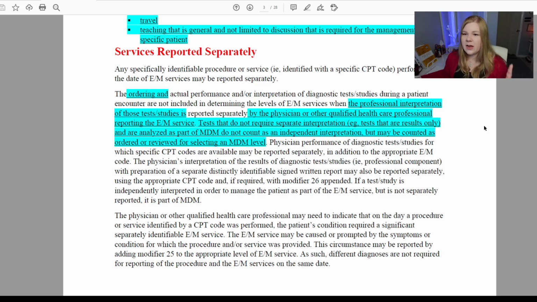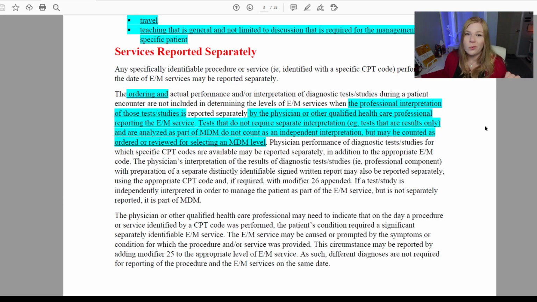However, it says here, tests that do not require separate interpretation, tests that are results only and are analyzed as part of the medical decision making do not count as an independent interpretation, but may be counted as ordered or reviewed for selecting a medical decision making level. So this is really speaking to things like this point of care testing, because we are just getting basically the results of it. And we can count it either as, and this is a very important nuance to pay attention to, it says may be counted as ordered or reviewed.